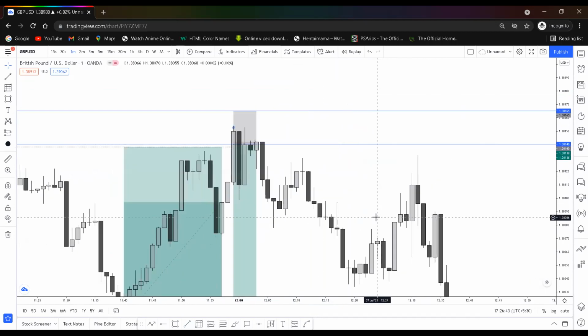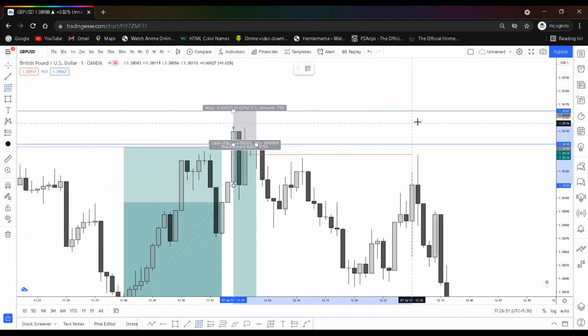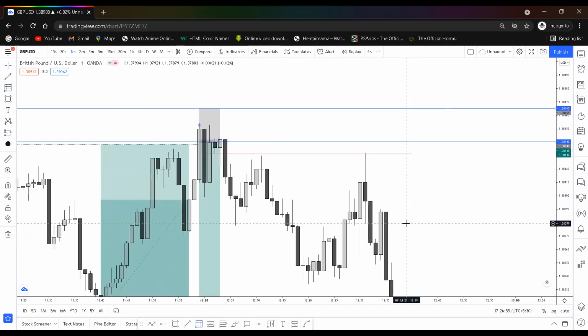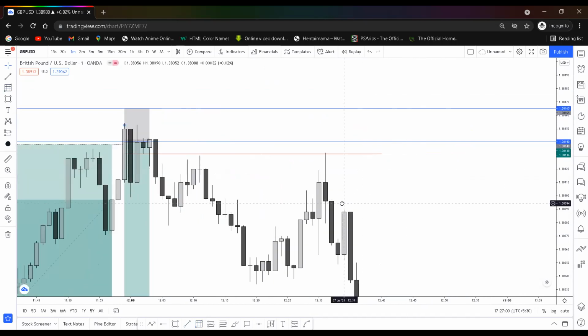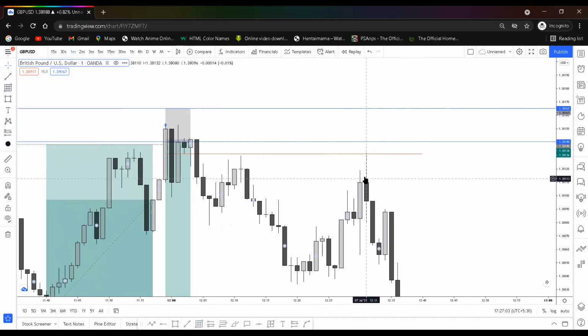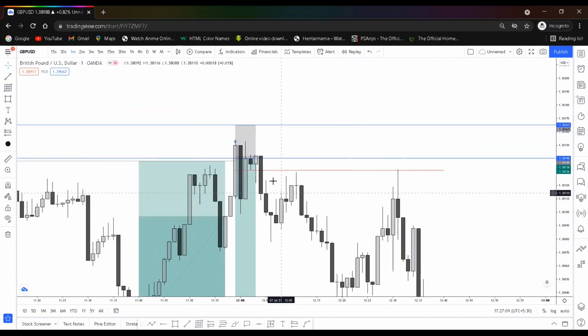And then my original entry was right here, 50% of the FU candle. And the next thing is time and price. You see the time? 12:31 p.m. At my time, this was exactly London Open. Exactly London Open. And price is fractal. It went up, came back down, and it went back up.